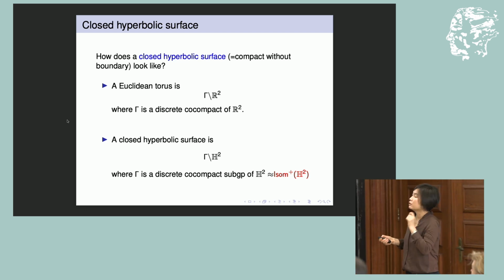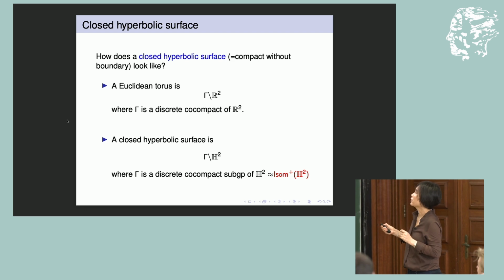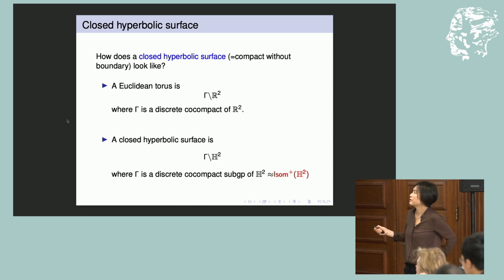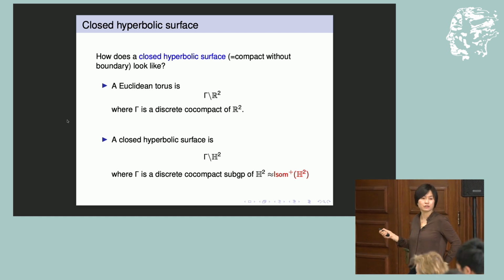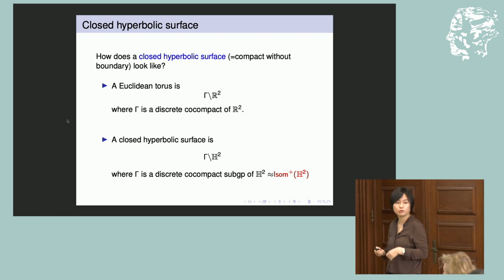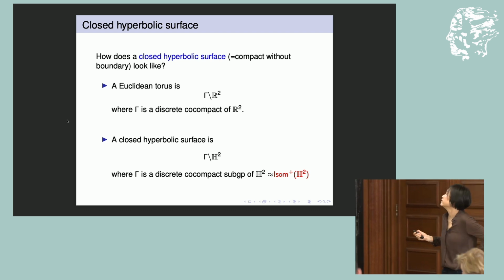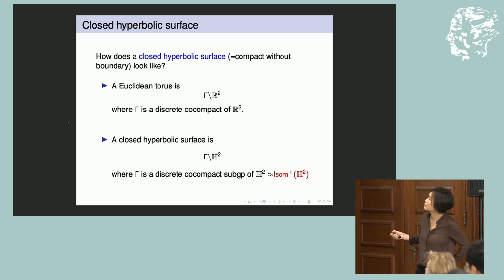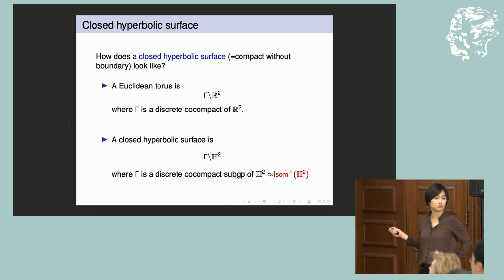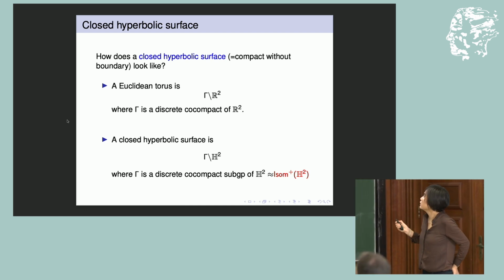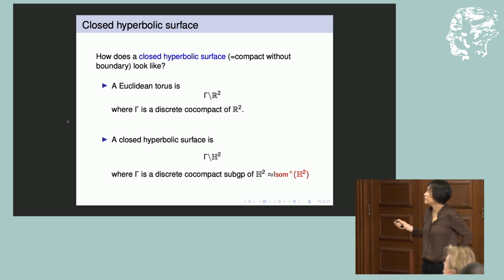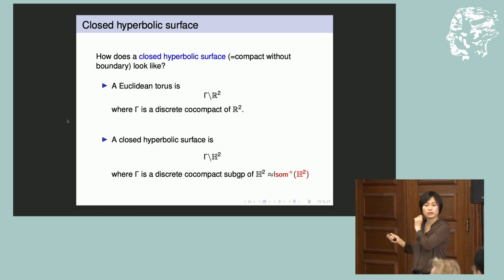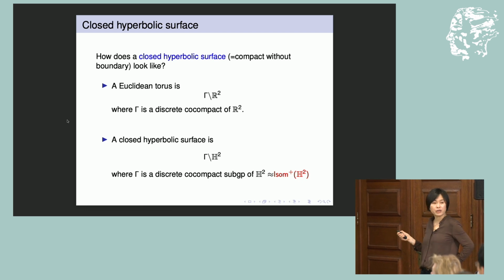So in analogy, we would like to say that a closed hyperbolic surface is a quotient of H2 by gamma, where gamma is a discrete co-compact subgroup of H2. That's what we wish to say. But the problem with this statement is that H2 is not a group, so it doesn't make sense to say gamma is a subgroup of H2. On the other hand, as we'll see very soon, H2 is not a group, but it is almost a group. It is very similar to its isometry group, and then this sentence will actually make sense.